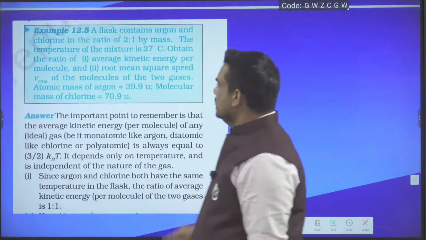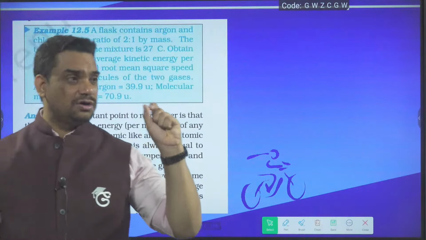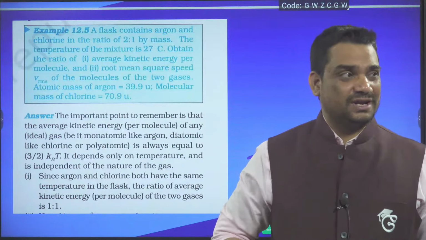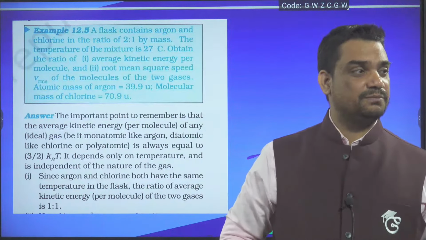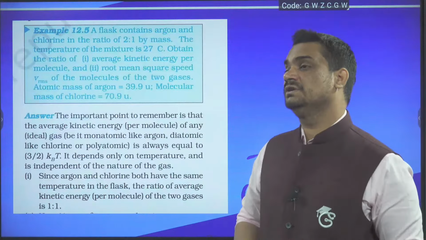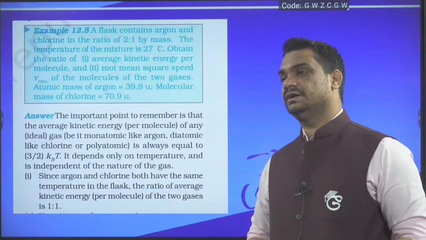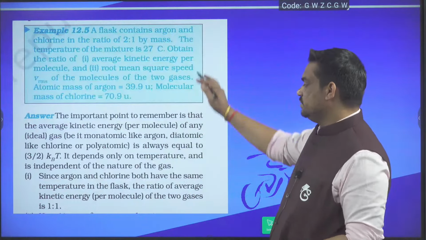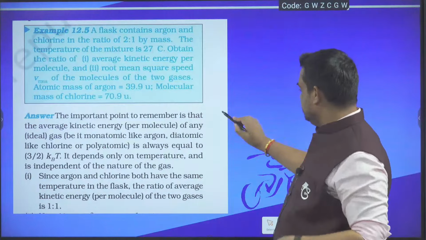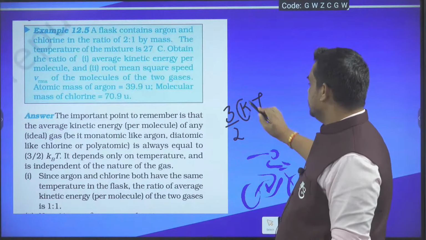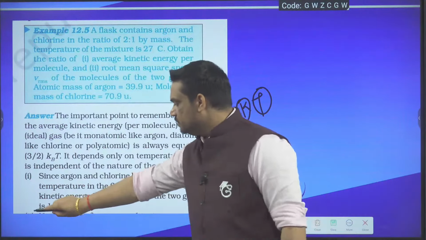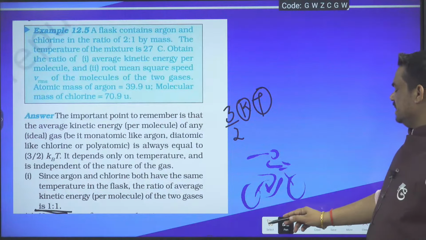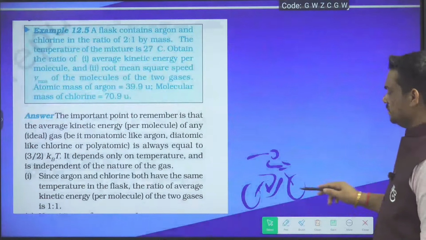Now, this is the one question here. Flask contains argon and chlorine in the ratio 2:1. The temperature of the mixture given. They're asking average kinetic energy per molecule. Average kinetic energy per molecule is 3/2 kT, as NCERT is saying. So 3/2 kT we will use. K is constant, temperature is same. So ratio becomes what here? 1:1. Okay. Next one is the VRMS. VRMS simply we can calculate, because formula of VRMS already you know.